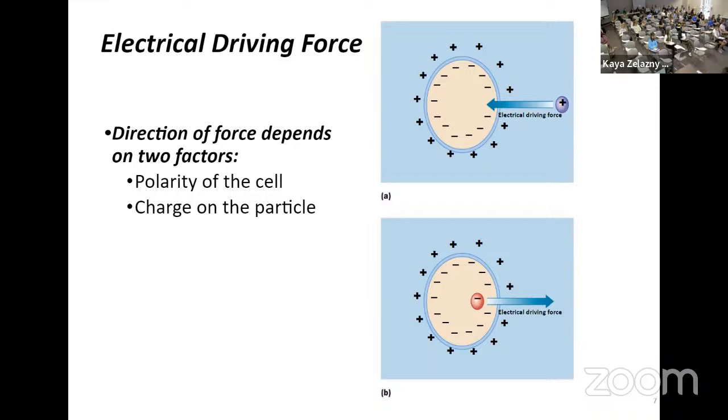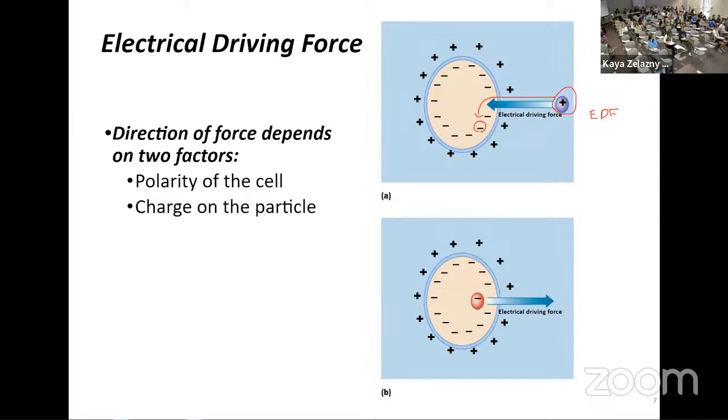And the charge on the particle is going to matter. So we want to think, do we have sodium plus? Do we have potassium plus? Do we have chloride ions that are negative? So we're looking for that charge on the particle. So we're comparing those two things. So here we see a cell that is negative on the inside, and we're looking at an ion that is positive. So our electrical driving force is pulling that positive towards the negative. So we can see this electrical driving force, the EDF, going into the cell.